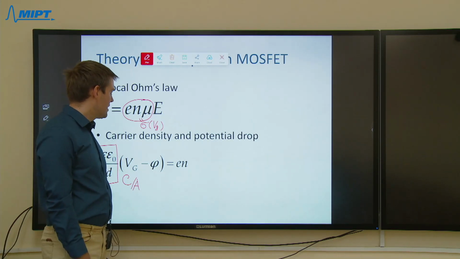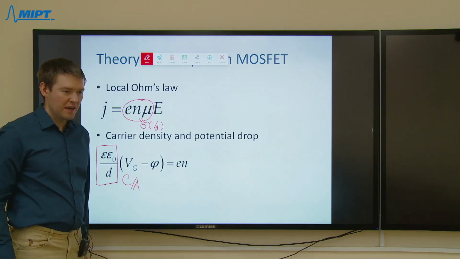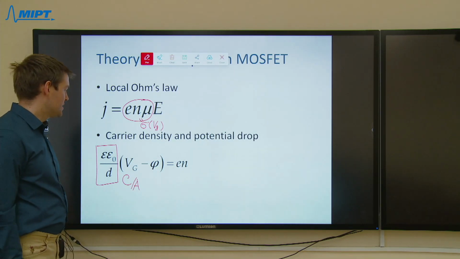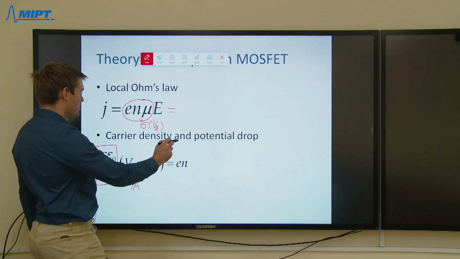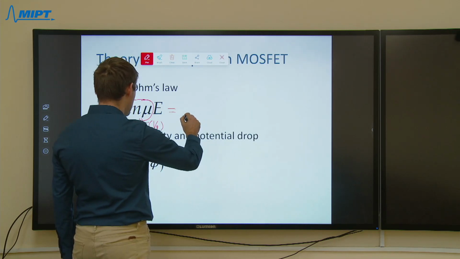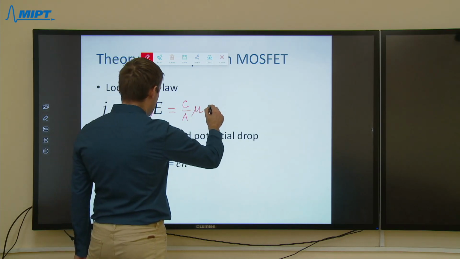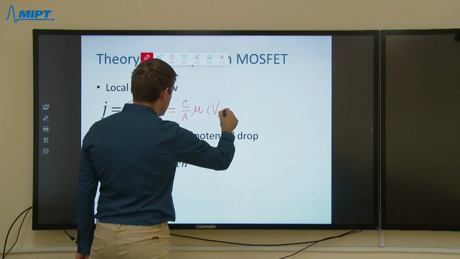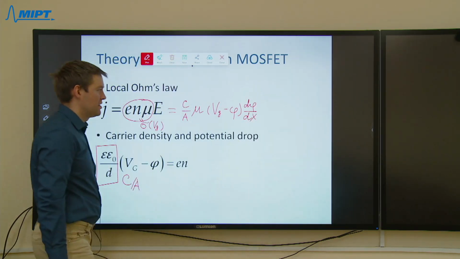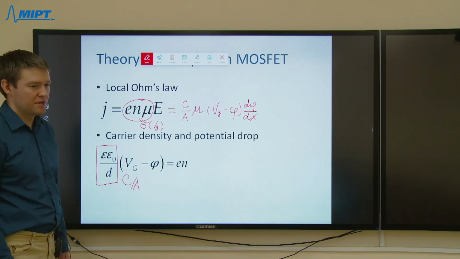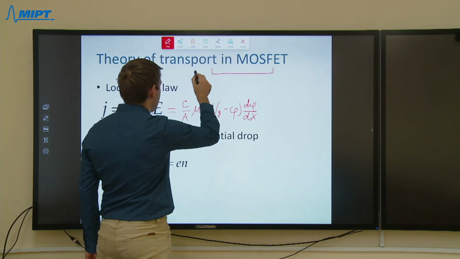Of course, the local potential in the semiconductor layer can vary. And we managed to disentangle this equation. We substituted the sheet carrier density into the expression for current, and therefore we obtain the capacitance per unit area multiplied by mobility, multiplied by the local voltage difference between gate and channel, and multiplied by the electric field, which is the derivative of electric potential with respect to coordinate. Now I again clarify where the voltage drop happens.